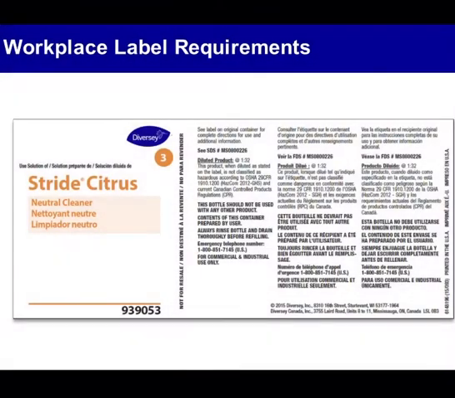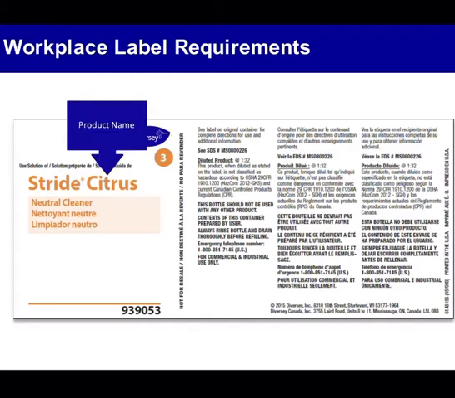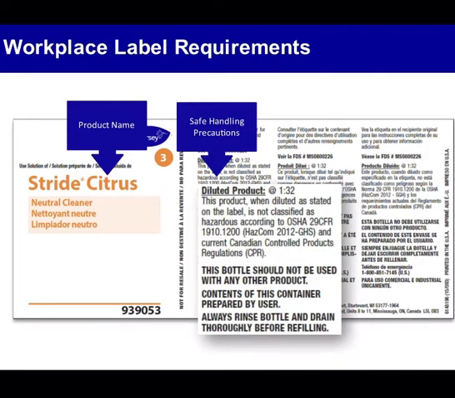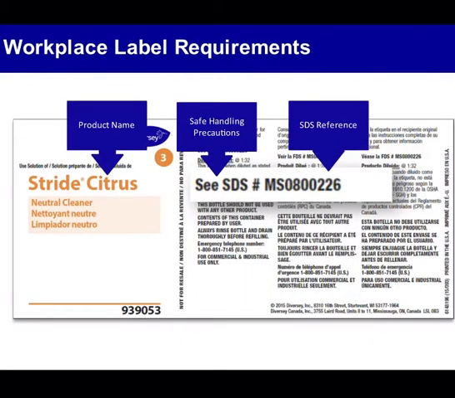It is anticipated that a workplace label will require the following information, although requirements may differ in your local area: product name, which must match the SDS product name; safe handling precautions, which may include pictograms or other supplier label information; a reference to the SDS if available.